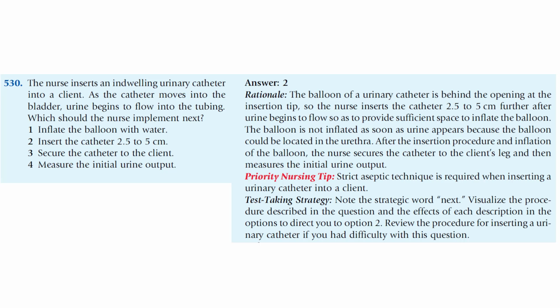Answer: 2. Rationale: the balloon of a urinary catheter is behind the opening at the insertion tip, so the nurse inserts the catheter 2.5 to 5 centimeters further after urine begins to flow so as to provide sufficient space to inflate the balloon. The balloon is not inflated as soon as urine appears because the balloon could be located in the urethra. After the insertion procedure and inflation of the balloon, the nurse secures the catheter to the client's leg and then measures the initial urine output.